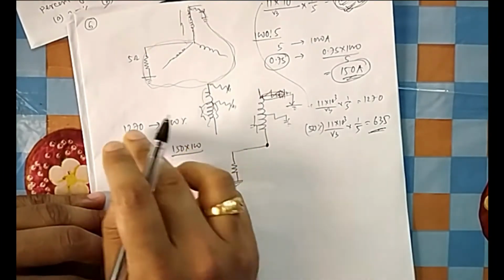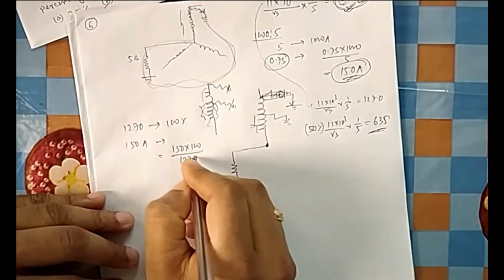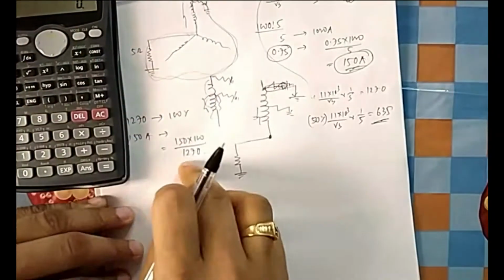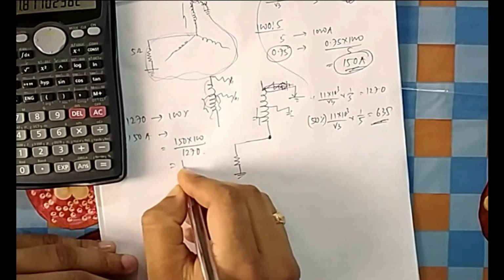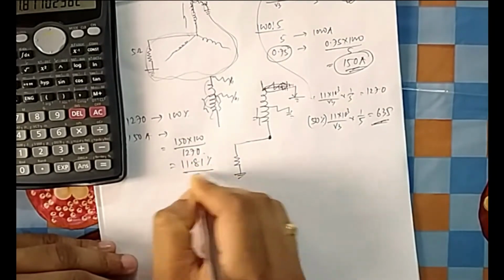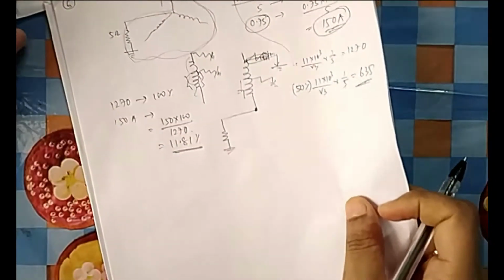Simple unitary method. 1 divided by 1270. So if you calculate, this much is not protected. So this much is not protected. 11.81% is not protected. So they have asked how much winding is protected.